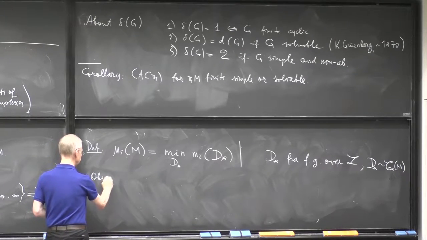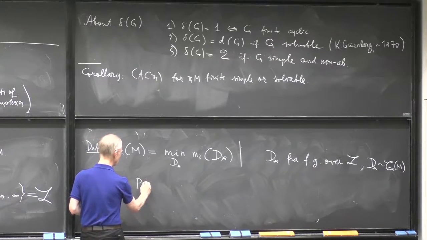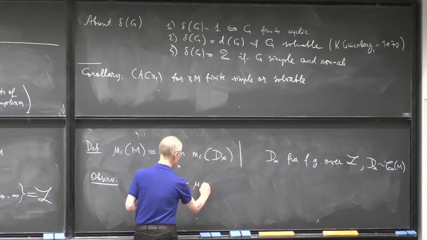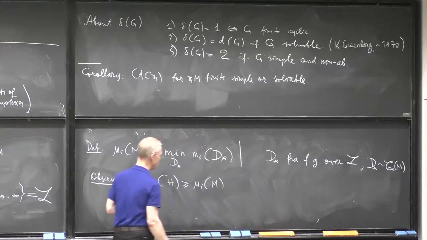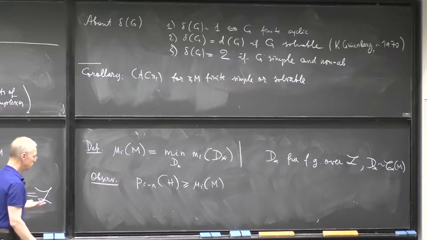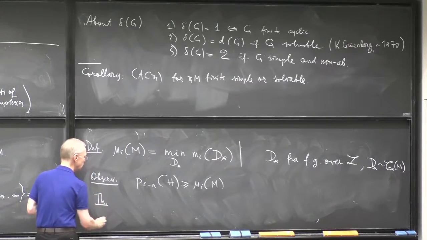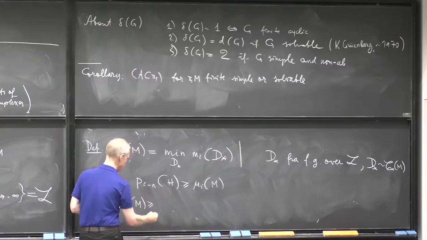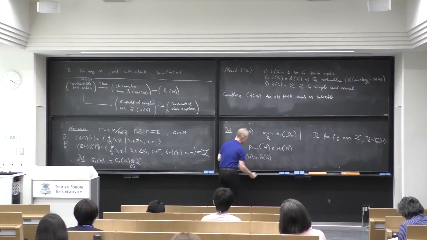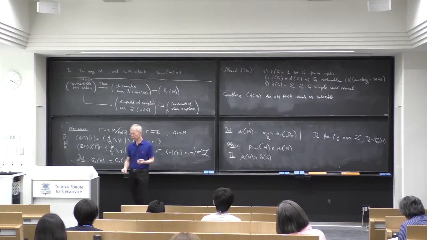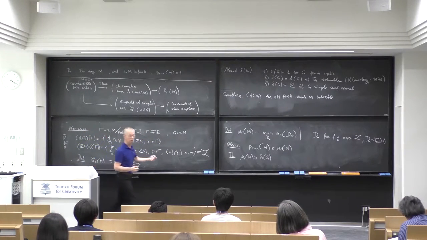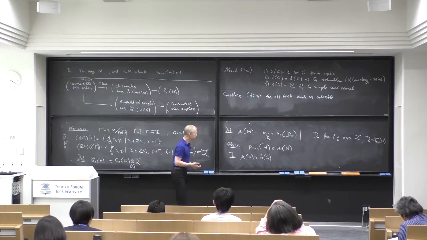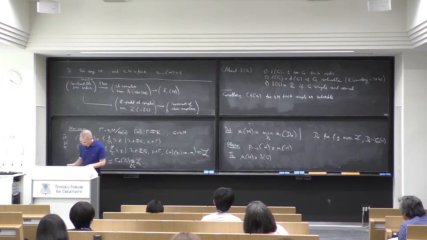So, observation. And the theorem which we proved is that mu_1 is more than that of G. So the first number of this series of invariants is more than delta of G. I will prove the theorem in 5 minutes.